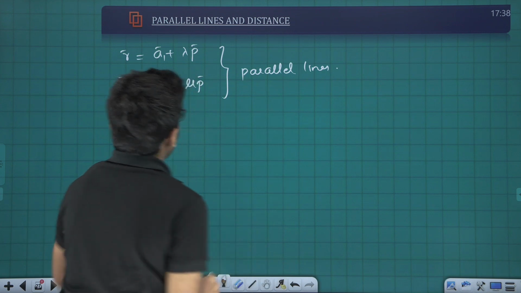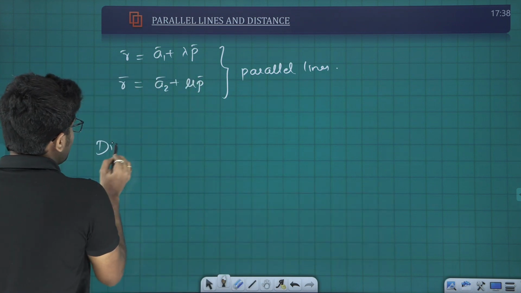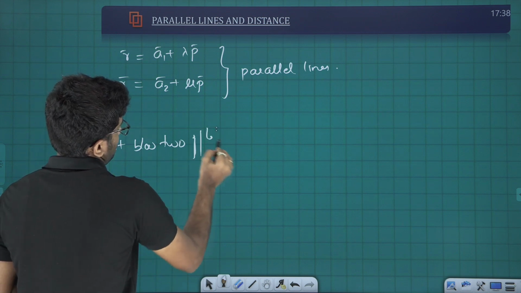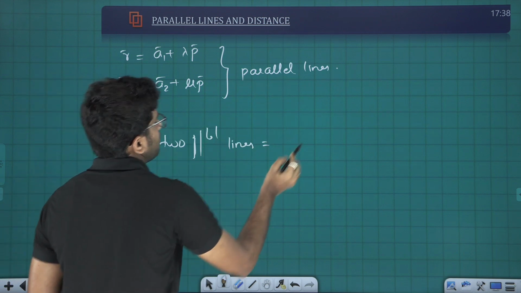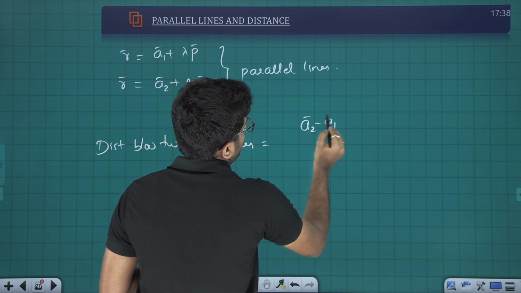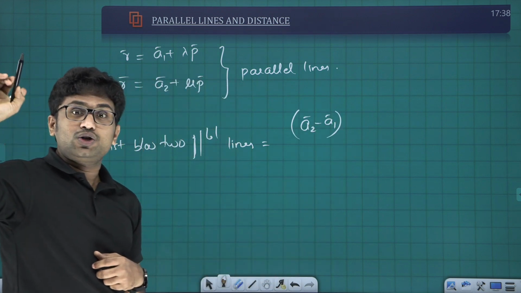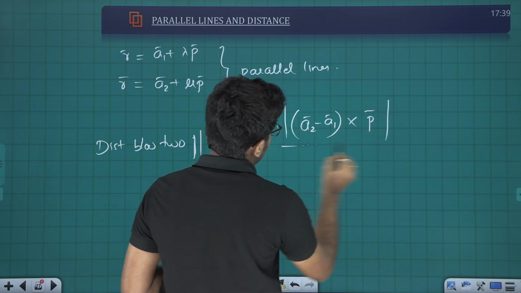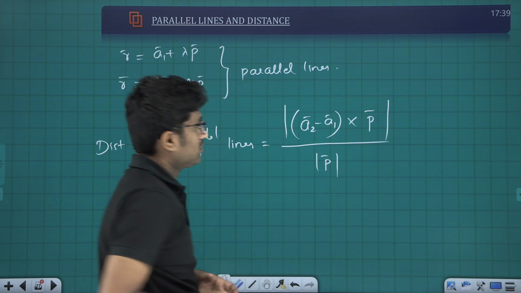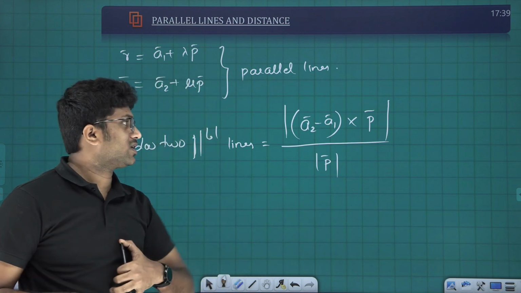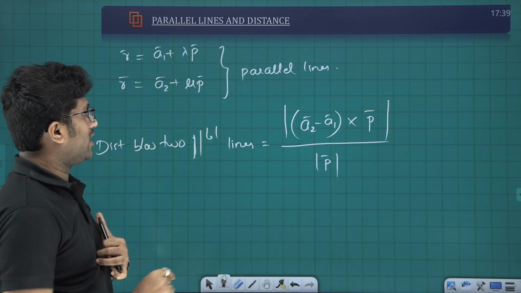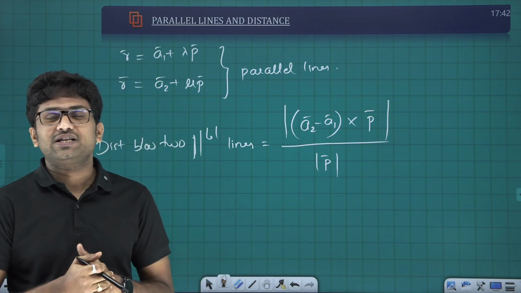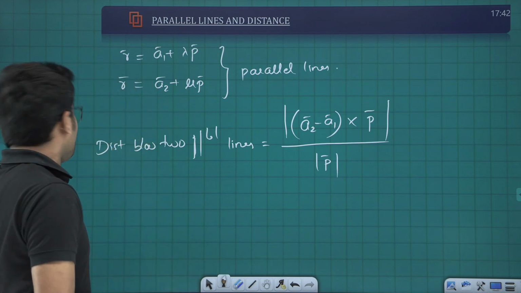So in case of parallel lines, friends, the distance between two parallel lines is, same case like before, A2 bar minus A1 bar. There we did dot, here cross P bar, and the modulus of this divided by mod P bar. That is, the modulus of the cross product of (A2 bar minus A1 bar) and P bar, divided by mod P bar. This is the distance between two parallel lines. So with that we are done with complete 3D. Now we'll start revising probability.